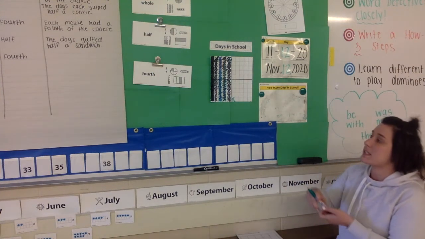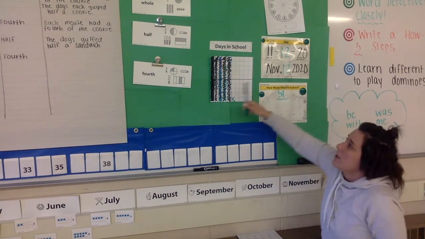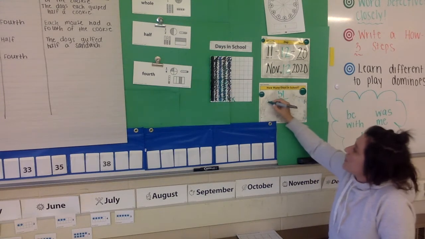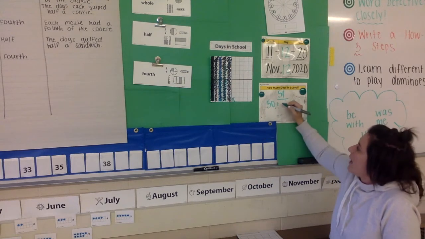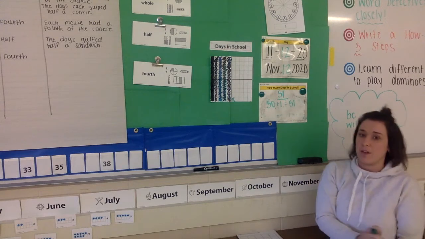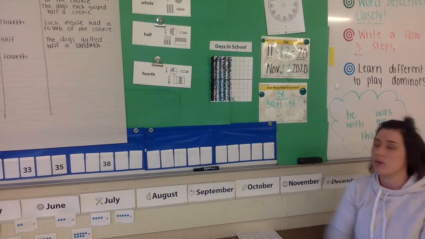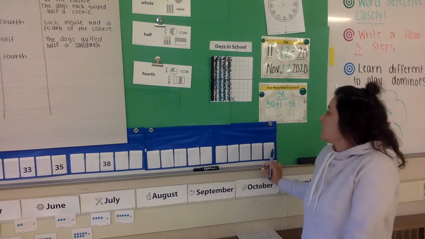Well, yesterday we said was 50, so I know that after 50 comes 51. And I know that because half of a hundreds chart is 50. So I know that 50 is filled in, plus there's one X. So I know that 50 plus 1 equals 51. What kind of math equation can you come up with using our chart to help us figure out our days in school?